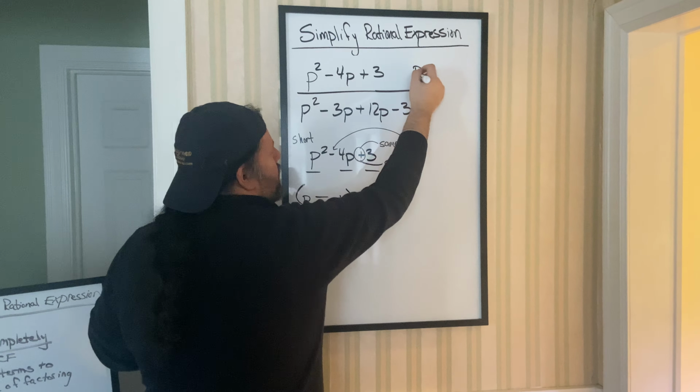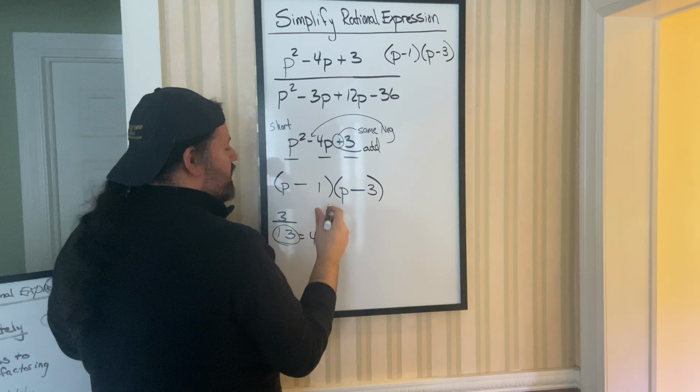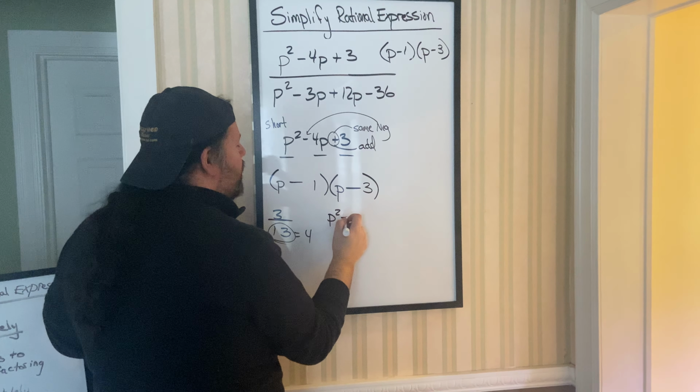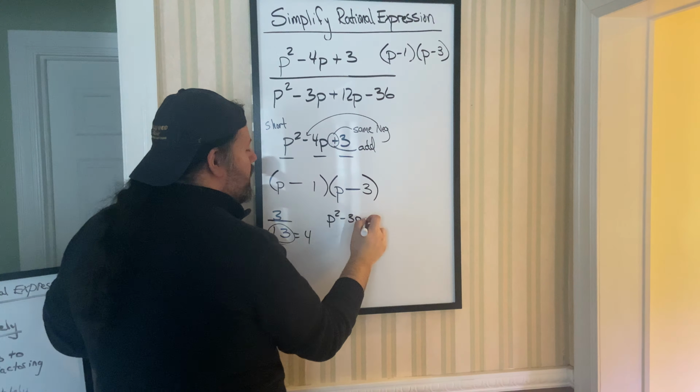By factoring it out, we got our multiplication symbols. Remember, parentheses act as multiplication symbols. So this is one factor, this is your second factor. Now let's break out this second guy. P squared minus 3p plus 12p minus 36. 1, 2, 3, 4 terms.